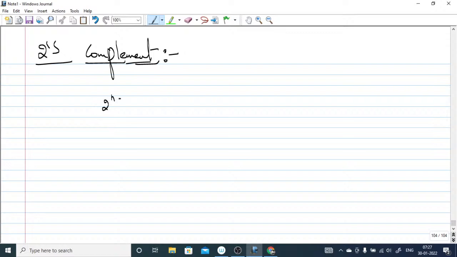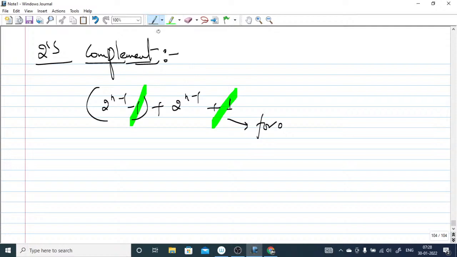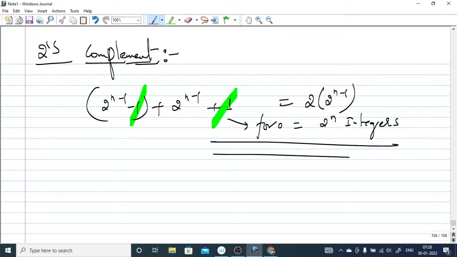And this will be similar for 1's complement as well, right? Number of integers. But in case of 2's complement, what you have to keep in mind is 2 to the power n minus 1, plus 2 to the power n minus 1, plus 1 for 0. So what you can do here is cancel this out. You have 2 times 2 to the power n minus 1, this will give you 2 to the power n integers. Okay, it is very easy, right?